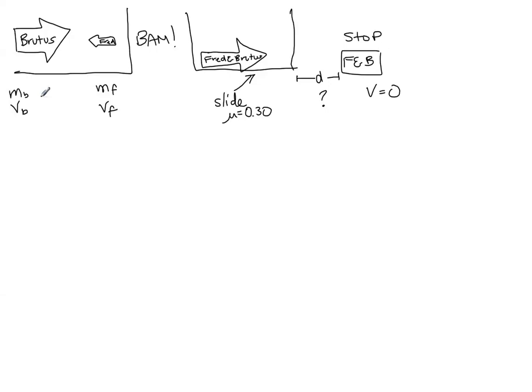Well, here's my little drawing of what happens in this problem. First we have big Brutus, and I think he's moving this way, and here's little Fred moving that way. And so then they crash into each other. And now they're kind of stuck together and moving in the direction that Brutus was originally moving.